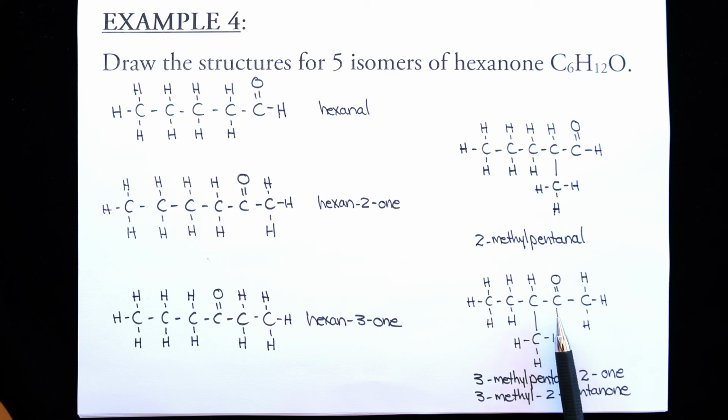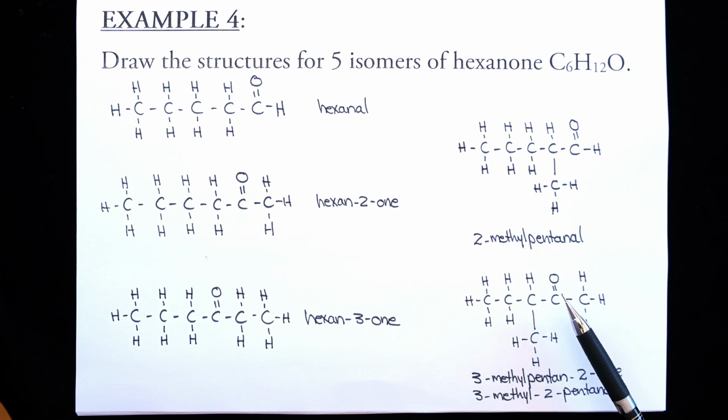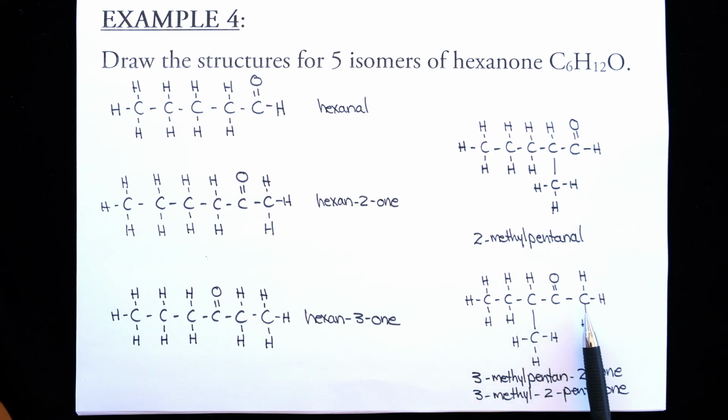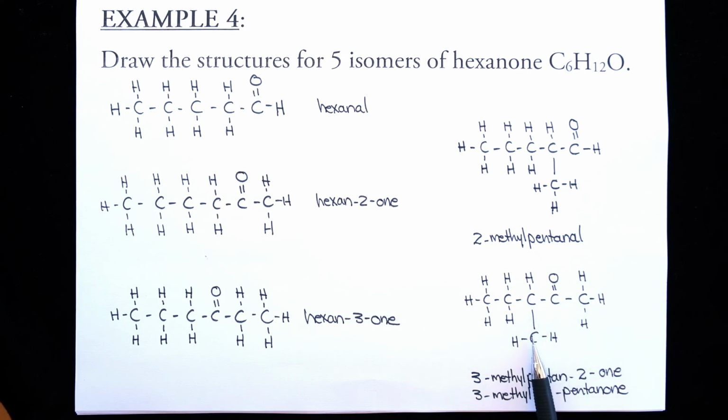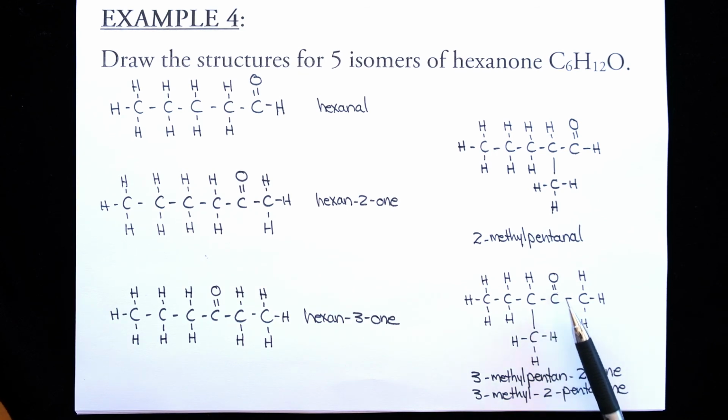This is a ketone because my carbonyl group is not on the end. The longest chain is 1, 2, 3, 4, 5. So it's a pentanone with a carbonyl group on number 2. So it's pentan-2-one or 2-pentanone. But I still need to specify where my methyl group is. I have to number from the right hand side, closest to my carbonyl group. 1, 2, 3. The methyl is on carbon number 3. The name of this molecule is 3-methylpentan-2-one or 3-methyl-2-pentanone. See if you can find more isomers for C6H12O.